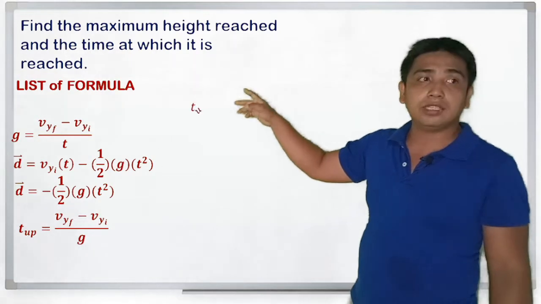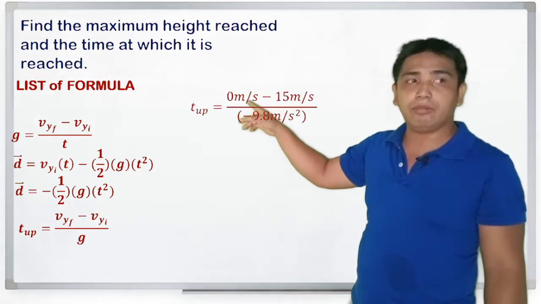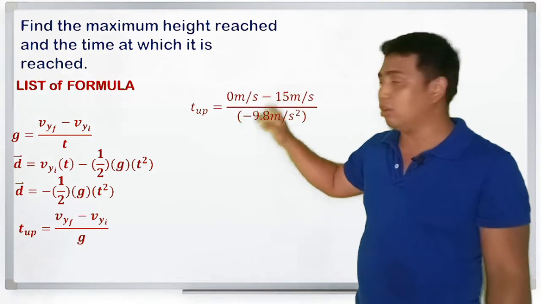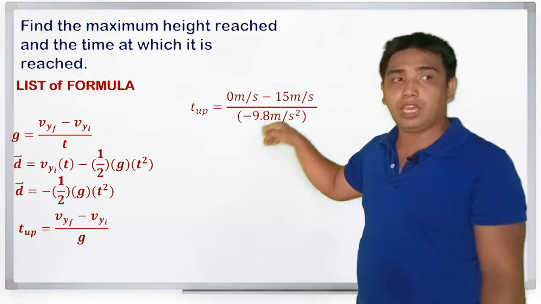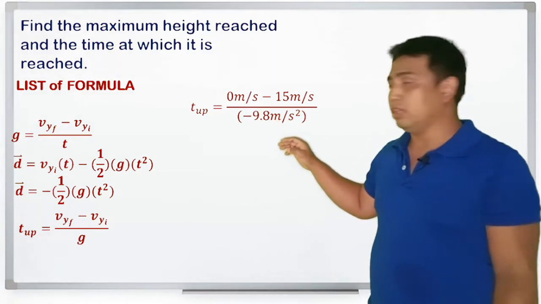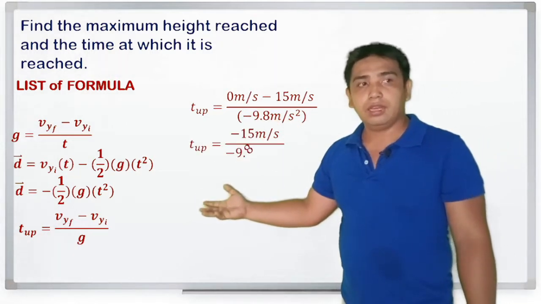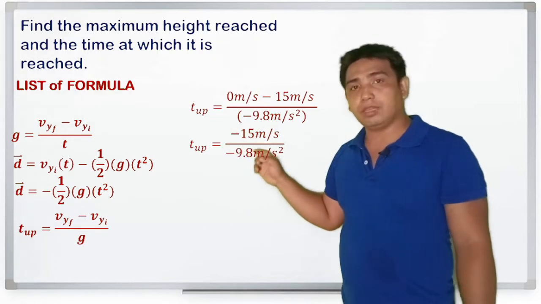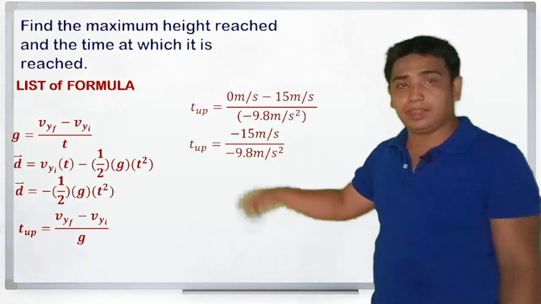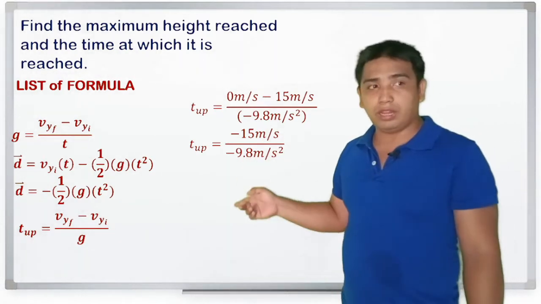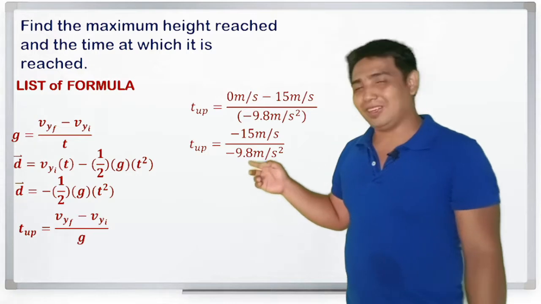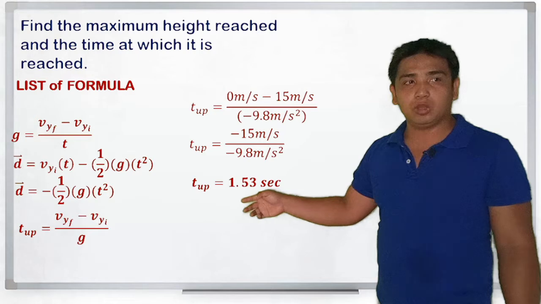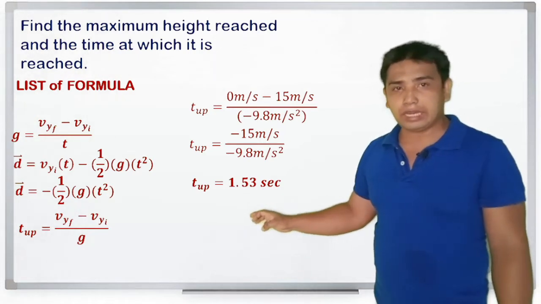That's gonna be 0 meters per second for VYF, minus 15 meters per second for VYI, all over negative 9.8 meters per second squared. And then you will see that we will get negative 15 meters per second all over negative 9.8 meters per second squared, dividing one by another. Alright, so the answer will be time to get up is equivalent to 1.53 seconds.